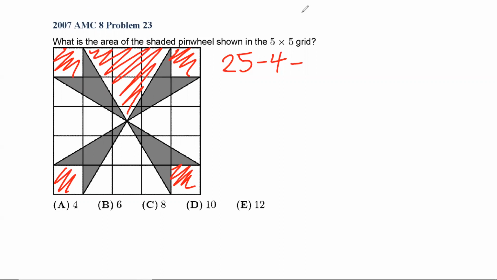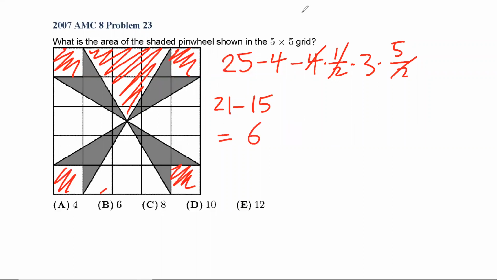There's 4 of them, and the area of each one is 1/2 times the base, which is 3, times the height, which is 2.5, which is 5 over 2. If you calculate this, the 4 cancels out with the two 1/2s, and you'll get that 21 minus 15 is equal to 6, which is B.